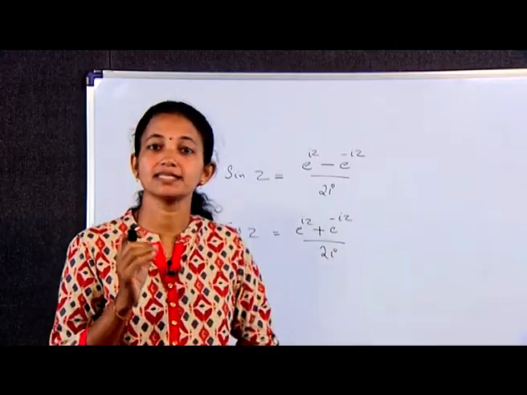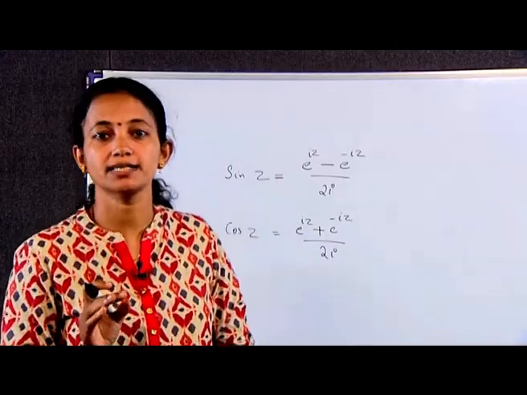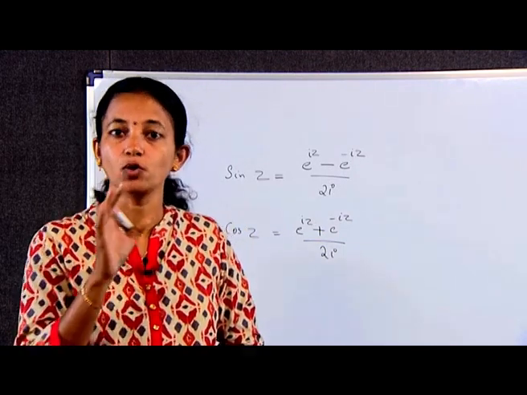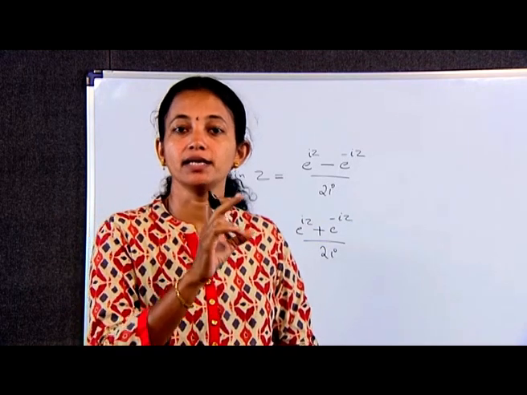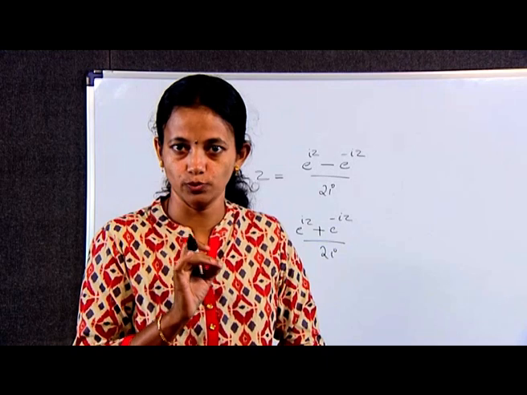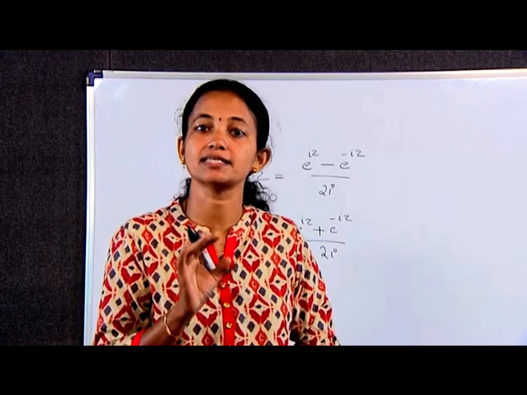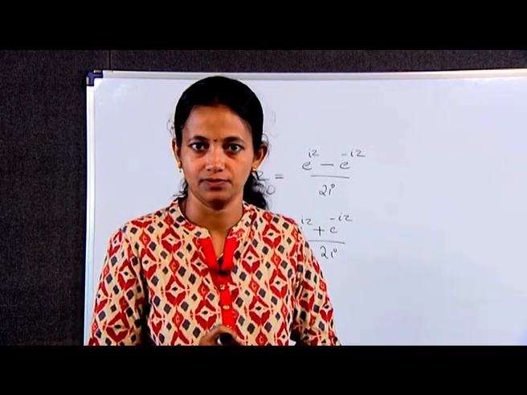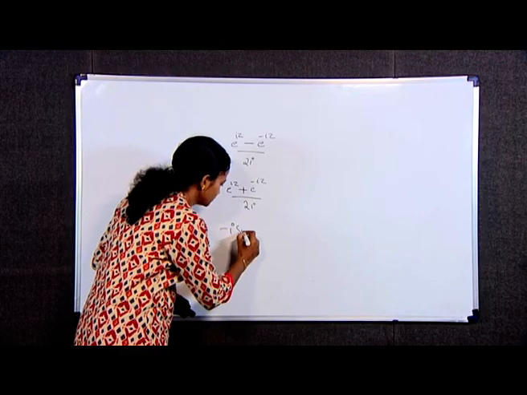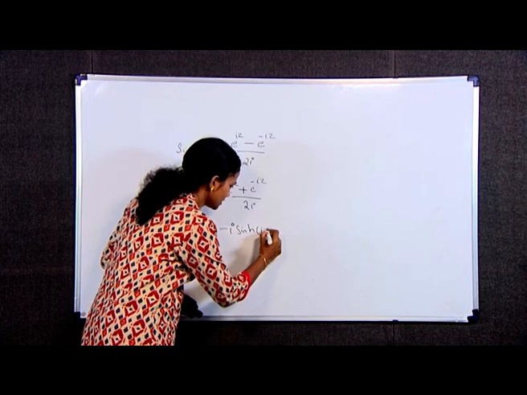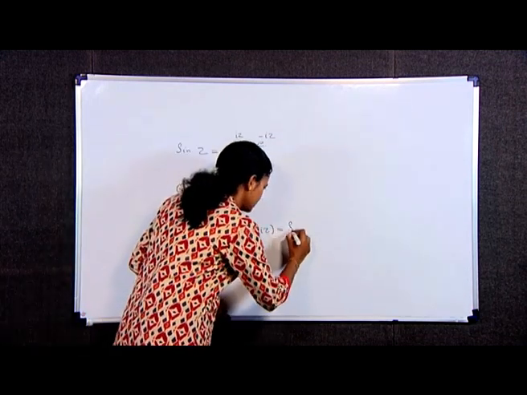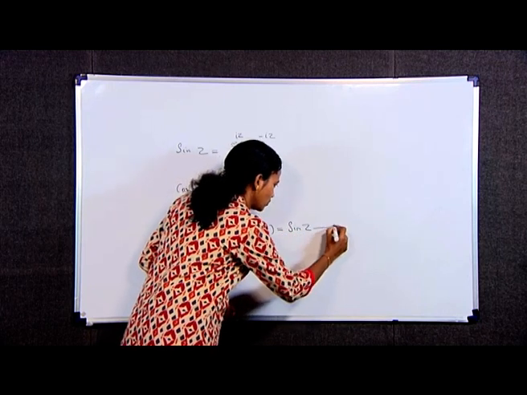Now, sin z is equal to (e^(iz) minus e^(-iz)) by 2i, which is equal to minus i into (e^(iz) minus e^(-iz)) by 2, which is equal to minus i sinh iz, that is minus i into sinh iz is equal to sin z. Equation number 2.